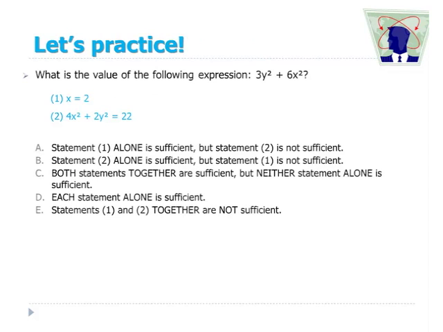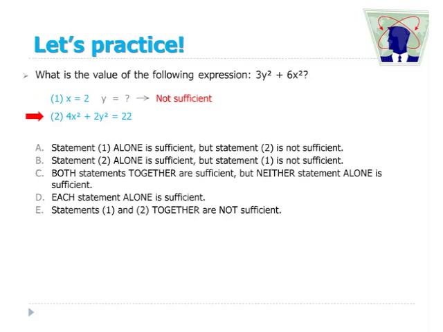What is the value of the following expression? 3y squared plus 6x squared. From statement 1, we know that x equals 2. And from statement 2, we know that 4x squared plus 2y squared equals 22. Statement 1 provides us with value of x but says nothing about the value of y and therefore is not sufficient to answer the question.